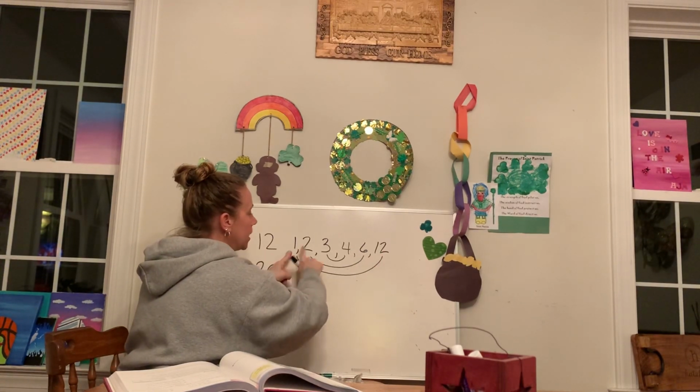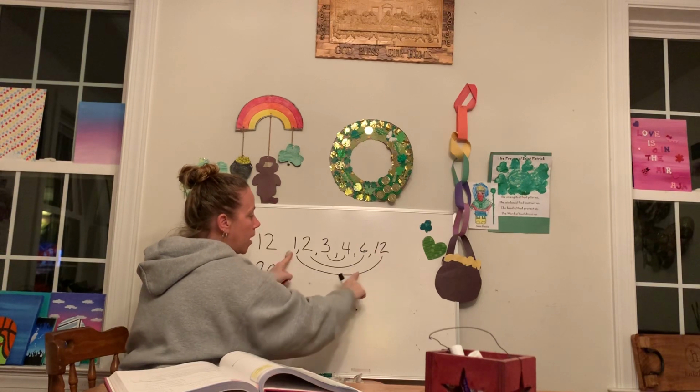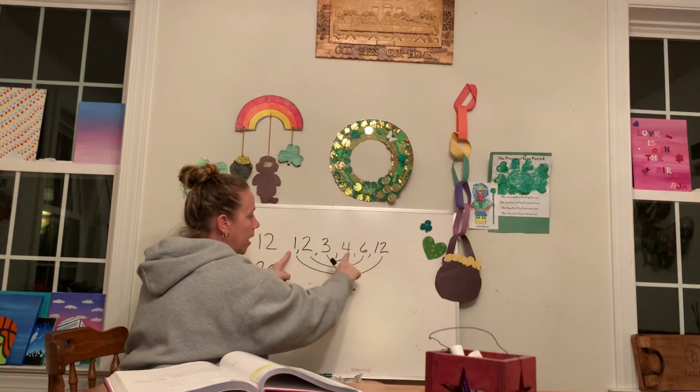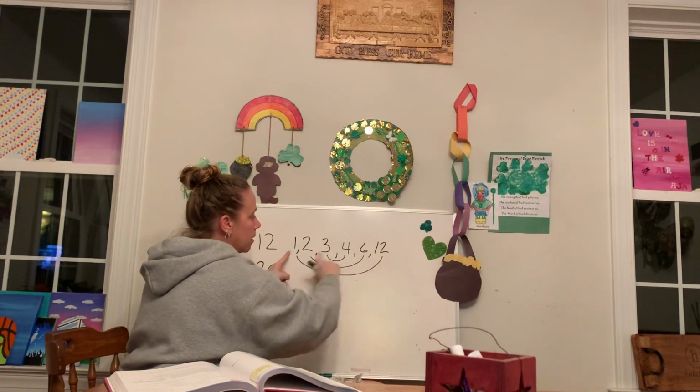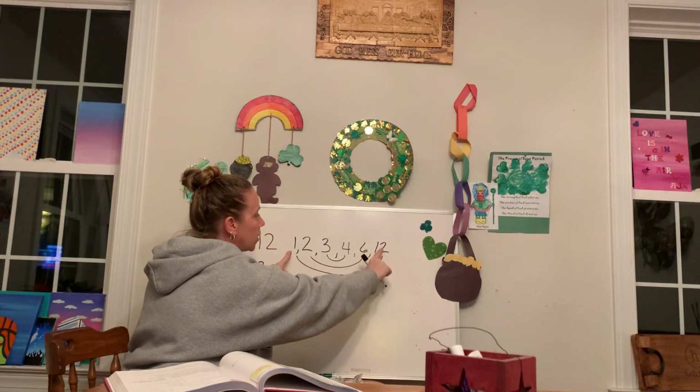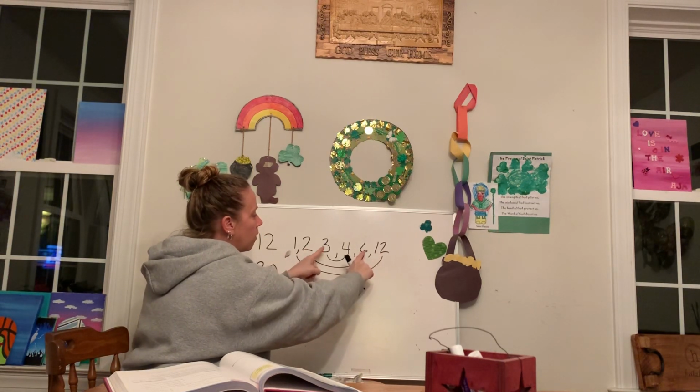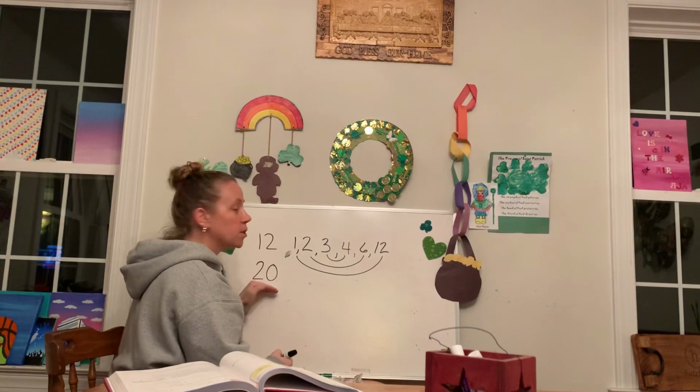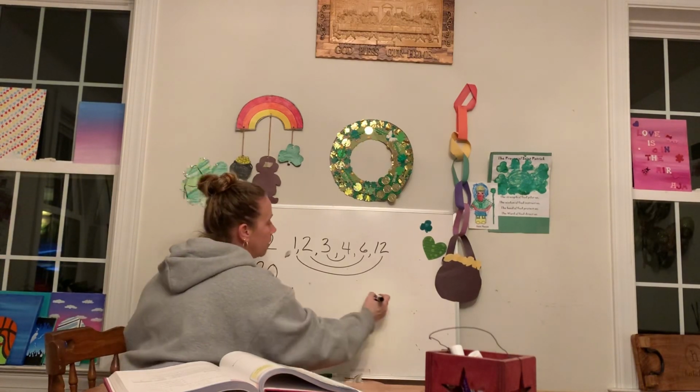written from least to greatest, but you can see here how they relate. And 1 and 12 are partners. 1 times 12 is 12, 2 times 6 is 12, 3 times 4 is 12. I'm going to do the same thing with 20. 1 and 20.